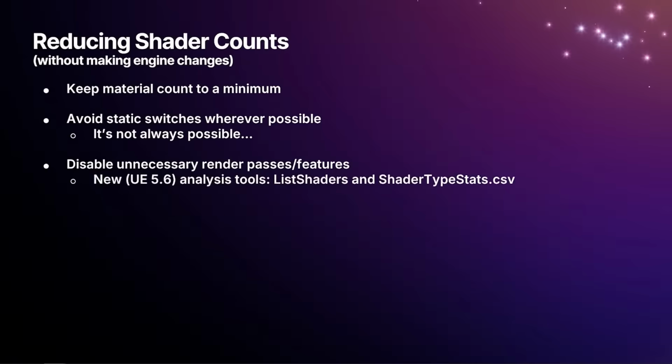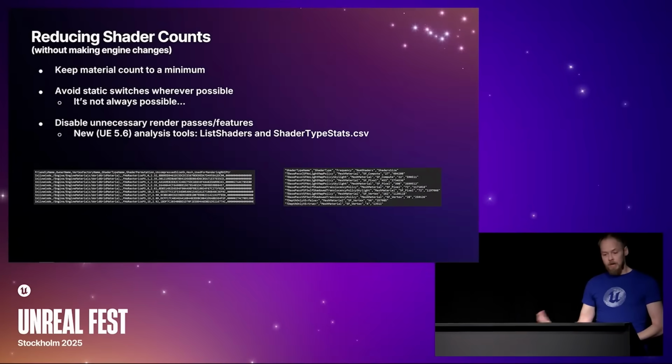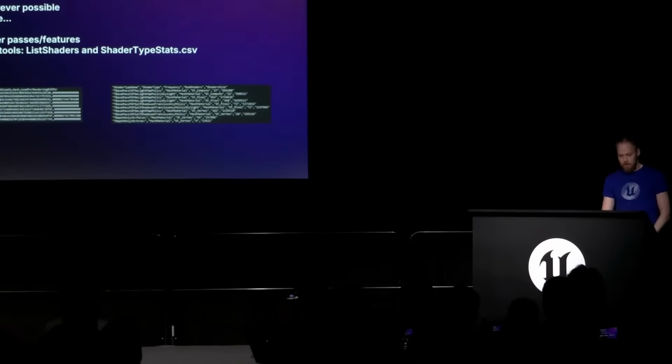First is a runtime command called list shaders. You can see the output of that on the left here. Basically it just tells you all the shaders that have been loaded and created at runtime. And on the right is a cook artifact, the shader type stats, which is another CSV, which basically tells you all the shaders that were compiled during the cook and packaged into the shader library. So any discrepancies between these two lists can basically be leads into features that you might be able to disable or usage flags you might be able to turn off.